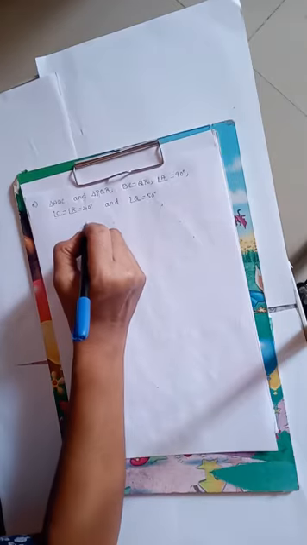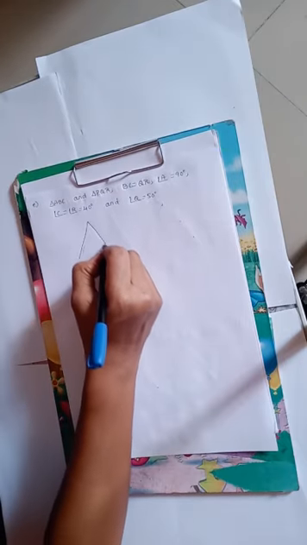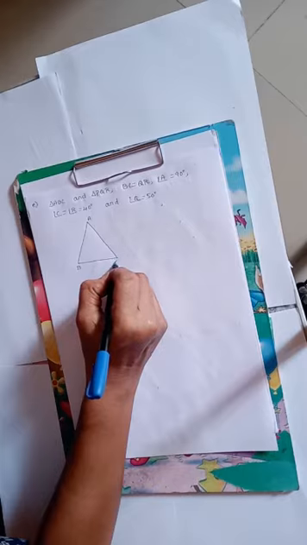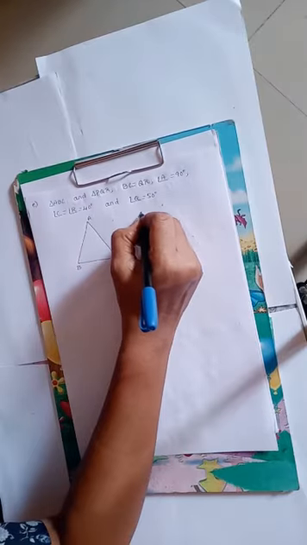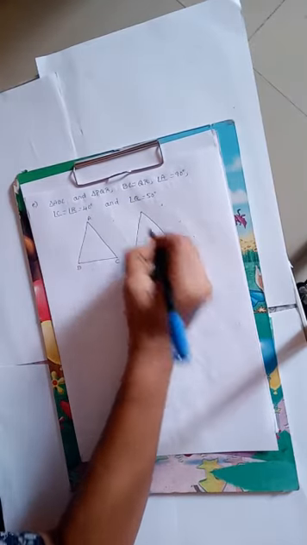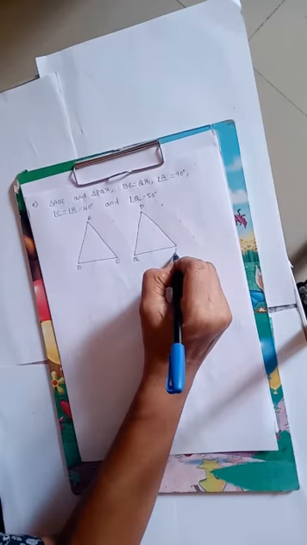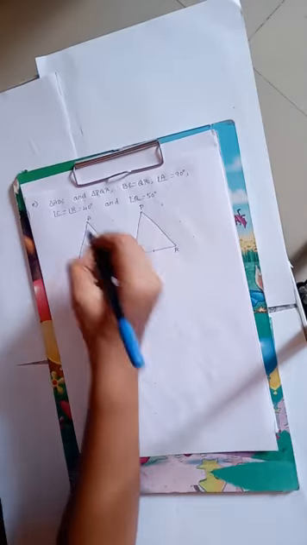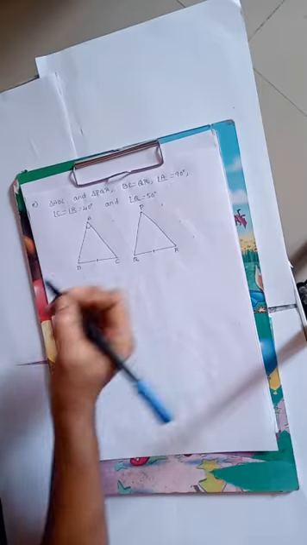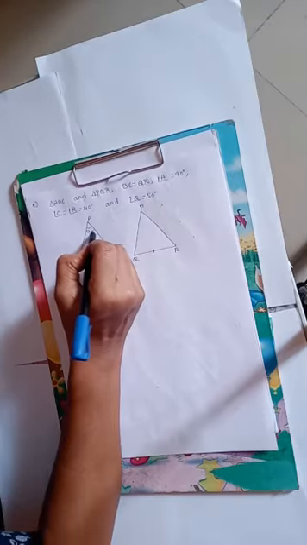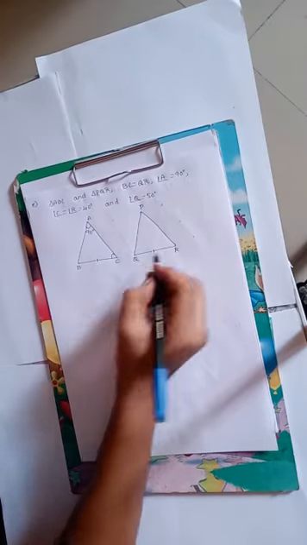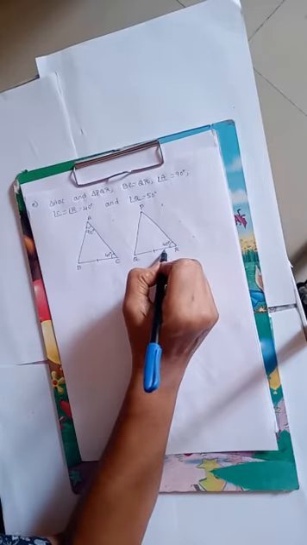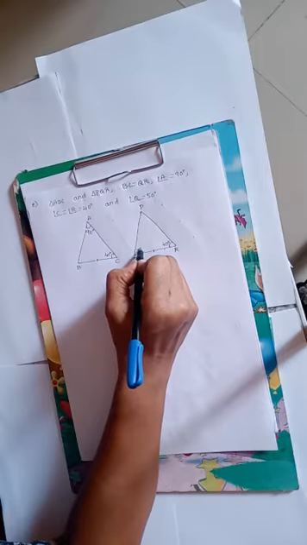Now draw the two triangles ABC and the second triangle PQR. Here the given BC is equals to QR. Now here in the first triangle the given angle A is 90 degree, and again angle C and angle R is equals to 40 degree, the given, and again in the second triangle PQR angle Q is 50 degree, the given.